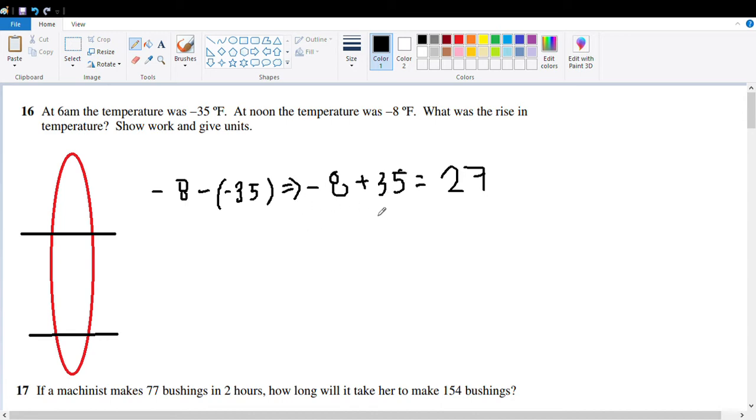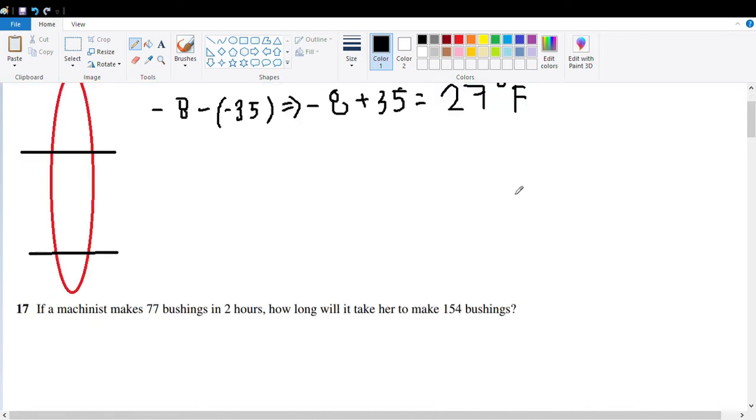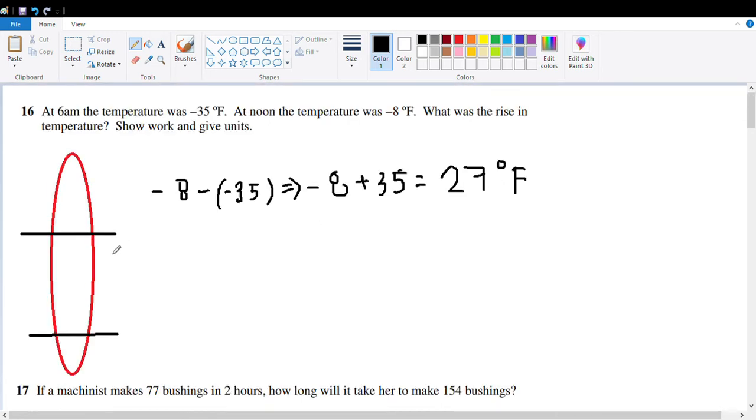Anyway, your answer is 27, but don't forget what kind of 27 we are talking about. This is a word problem, so we have to say what kind of 27 it is. It's degrees Fahrenheit. Basically, you just need to draw a circle on the top and a big F. That's all you do. Okay?